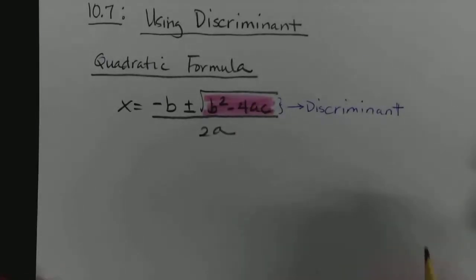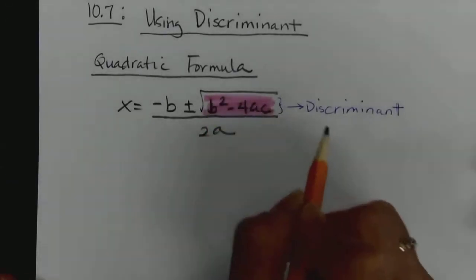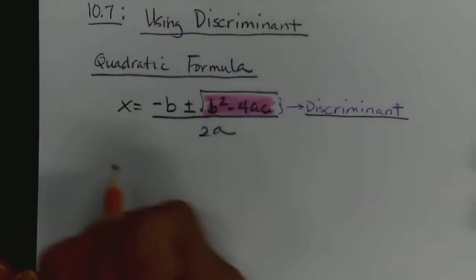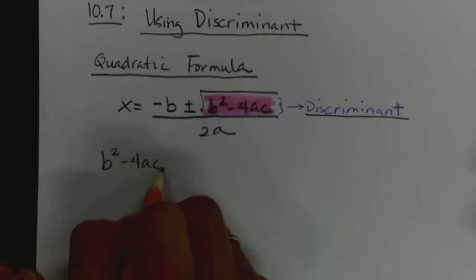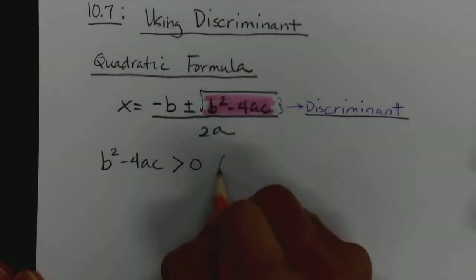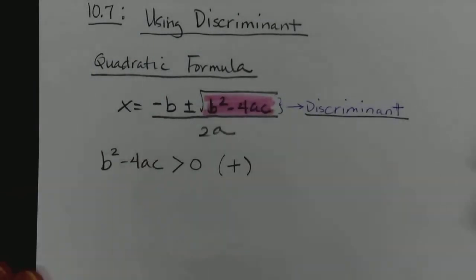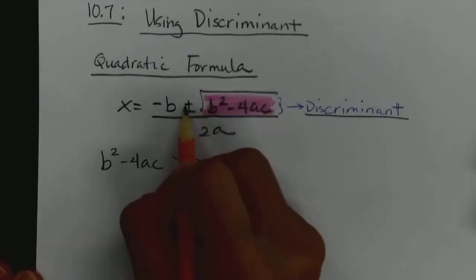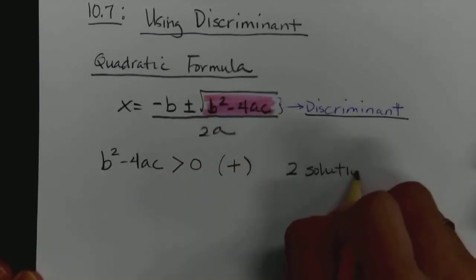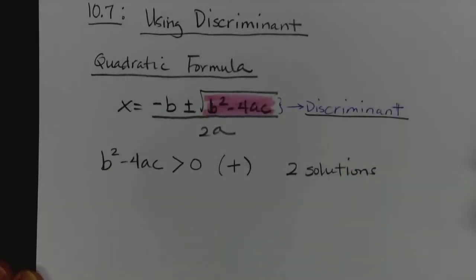Okay, so b squared minus 4ac is the discriminant that determines whether you have 2, 1, or 0 solutions. And I'll tell you when. So this being your discriminant, b squared minus 4ac, if that number is greater than 0, that means if it's a positive answer once you plug your numbers in, because of the plus or minus, and you're able to take the square root, you have 2 solutions. 2 x-intercepts.